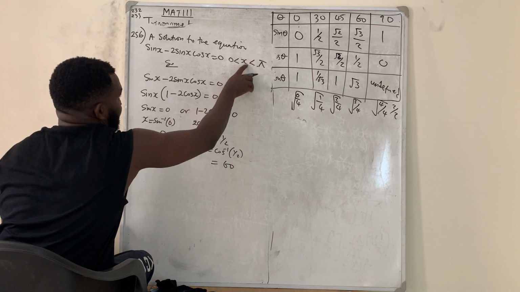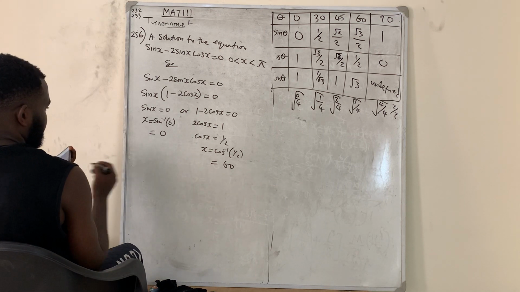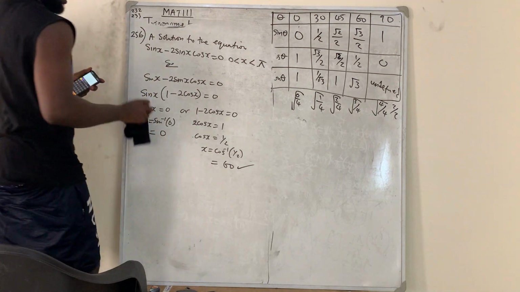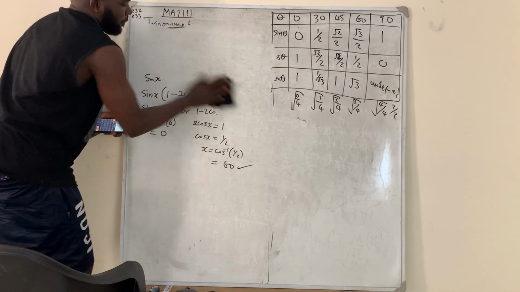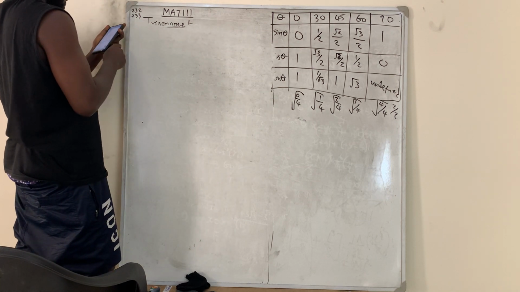Okay, they say that x is less than 180, so 180 is not even among. So the only answer here is just 60. So my x is just 60. So 60 is the only answer for this particular one. Okay. So we move to the next question.